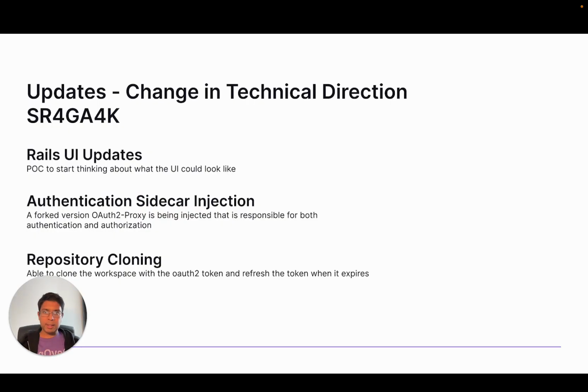So for this week, I've been working on the new version of Server Runtime. As I mentioned last time, there's been a change in technical direction. I'm now incorporating all of Server Runtime into GitLab Agent for Kubernetes. And so the new name is Server Runtime for GitLab Agent for Kubernetes.